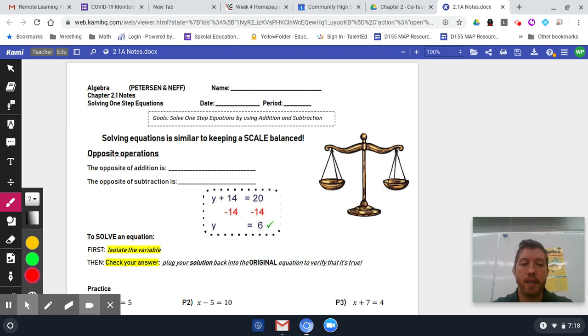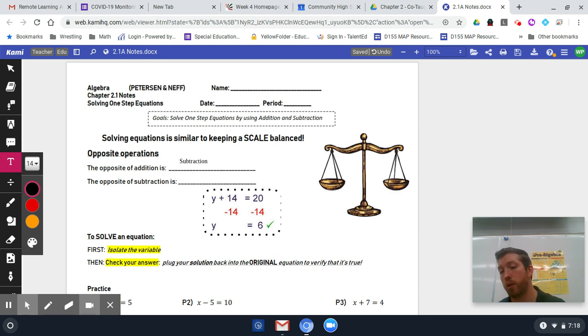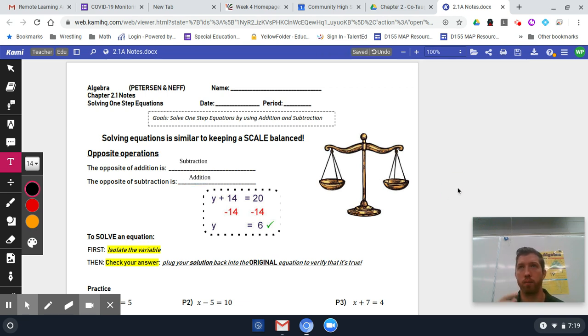So how do we undo addition? What is the opposite of addition? Well, that is going to be subtraction. So if the opposite of addition is subtraction, what do you think the opposite of subtraction is going to be? Well, it's going to be addition. So those are the opposite of each other. That's how we undo one another. So if we have a 5, how do we get 5 to become 0? We take 5 away, right? So if we're going to add it, we subtract it back away, and that evens it out.